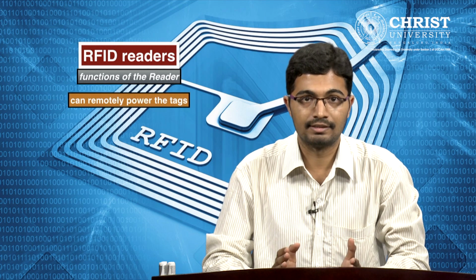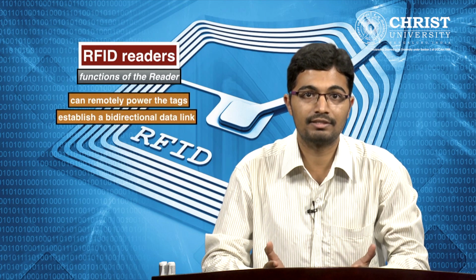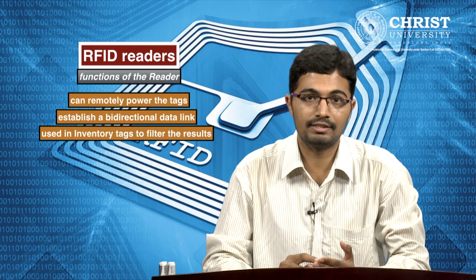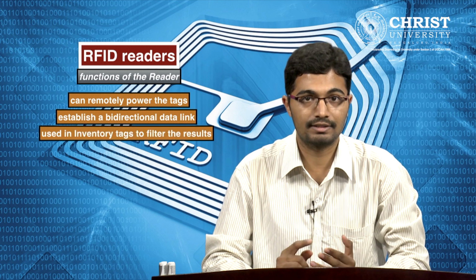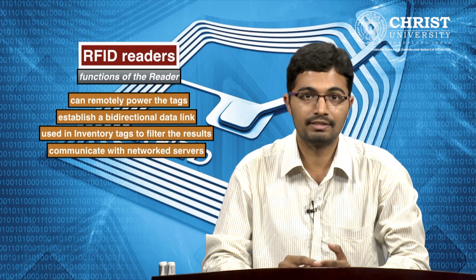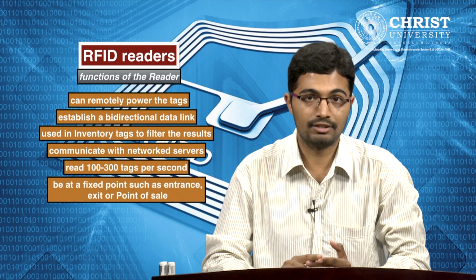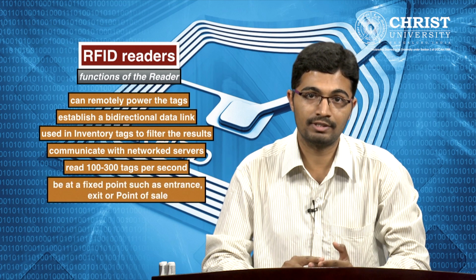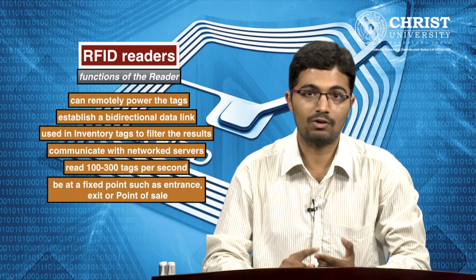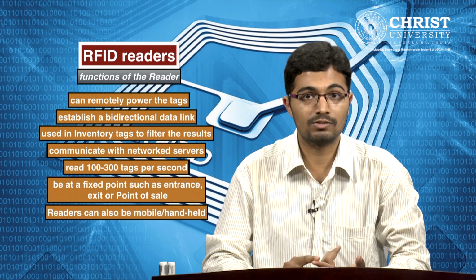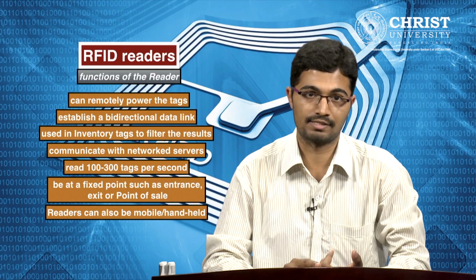Next is RFID readers. Let us discuss the functions of the reader. The reader can remotely power the tags. It establishes a bidirectional data link. It can be used in inventory tags to filter the results. It can communicate with network servers. It can read 100 to 300 tags per second. These readers or interrogators can be at a fixed point such as an entrance, exit or point of sale. Readers can also be mobile or handheld devices.